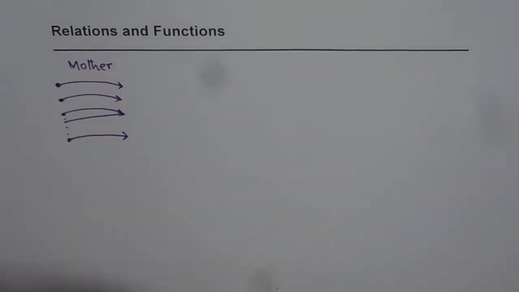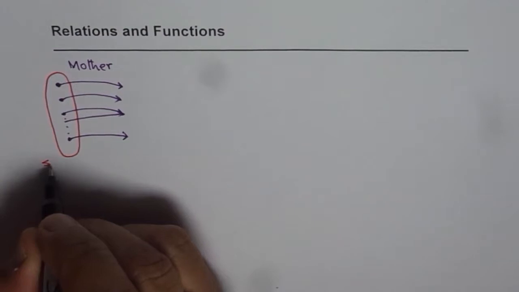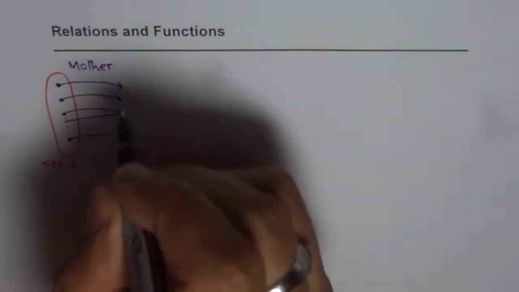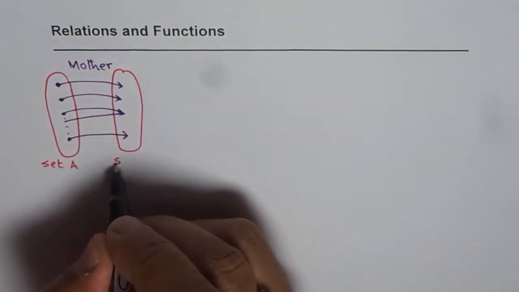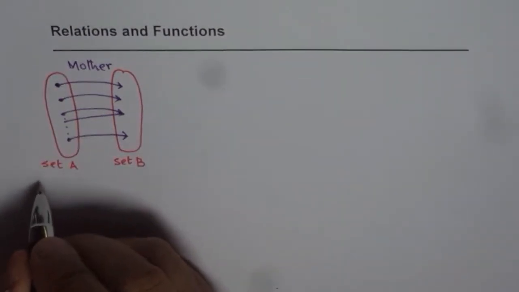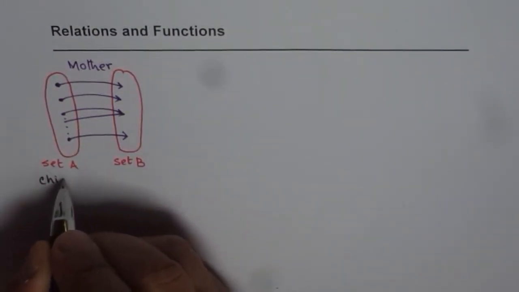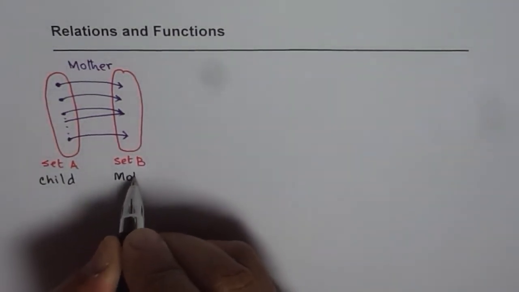So there is a rule by which the two things are connected. So this is one group which we are calling as set A. And then we have another group here which is set B. Now set A is set of, let us say, children, and set B is all the mothers.